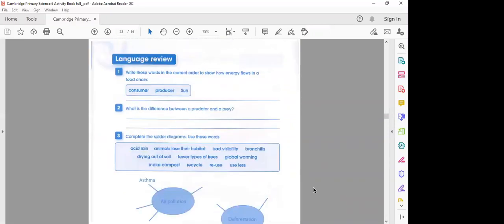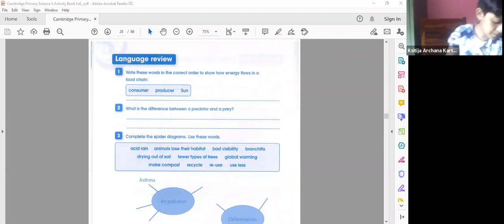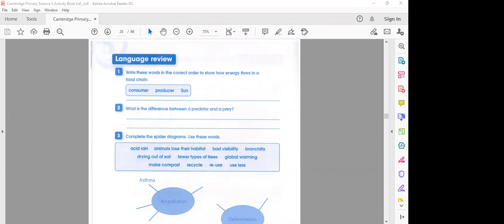Language review. Sarah question. Kshitija, question number 2. What's the difference? A predator is an animal which hunts down another animal. A prey is the food for another animal. Okay, prey is the food for another.